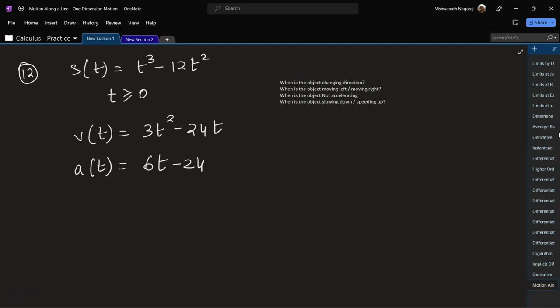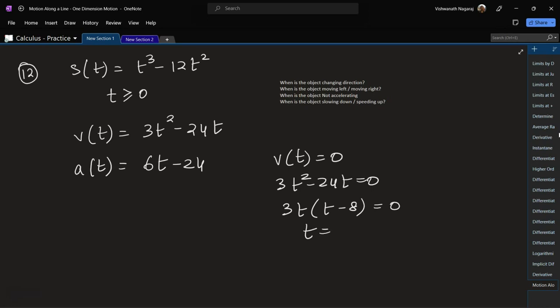Okay. So v of t equal to 0. At this point, the object is changing direction. So that means 3t square minus 24t equal to 0. That means 3t times t minus 8 is equal to 0. That means t equal to 0 or 8. 0 is the boundary, so we don't have to bother about it. So we are interested in t equal to 8.